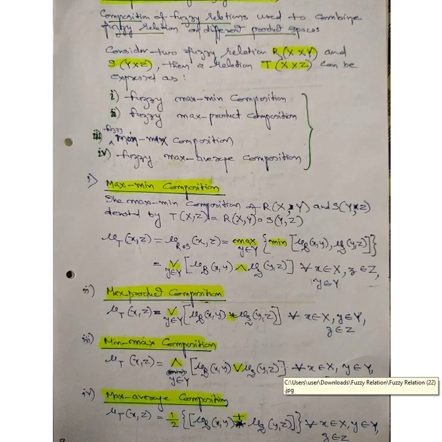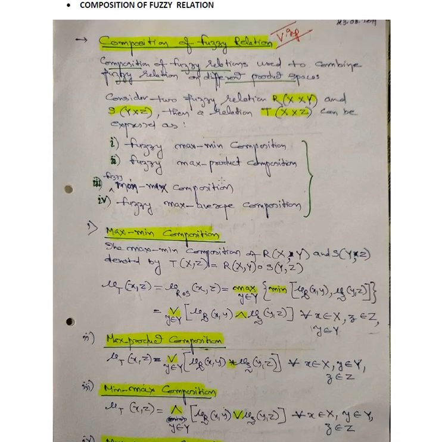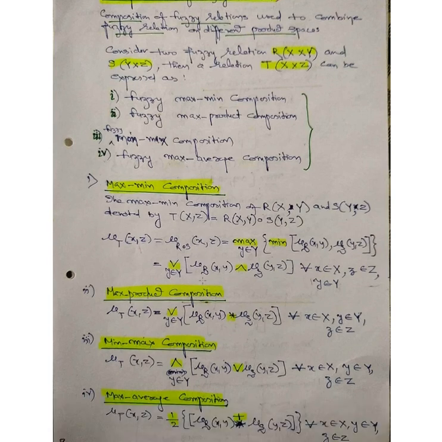Now here, what we talked about, the max-min composition in the previous point, has been rewritten in a theoretical way of writing the functions. That is R, S, and its composition T, X, Z. That represents the maximum over y of the minimum of mu R of x, y and mu S of y, z. Similarly, for max-product, min-max compositions and max-average compositions, that's how this entire thing is put across.